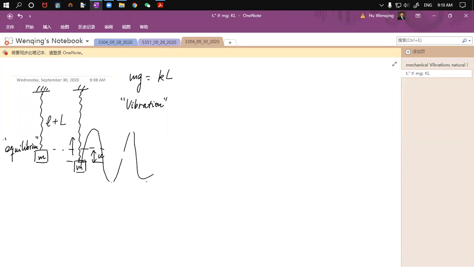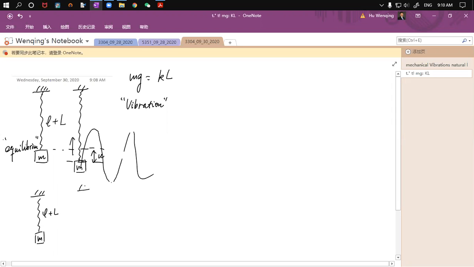Is that good, family? And vice versa, if you have the following picture, for example, your original length is l plus L, that's the equilibrium, but then you push the mass upward to a certain distance. If you release the mass, it is going to come down first. And after coming down, it will start to come up and then oscillate again.